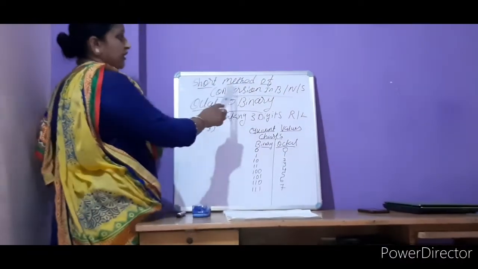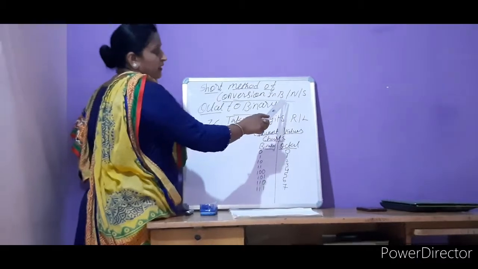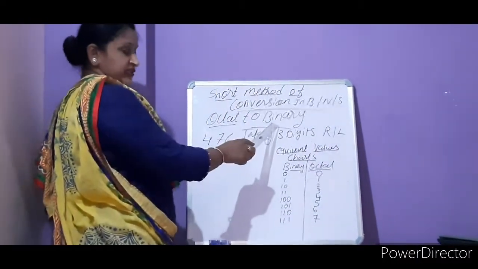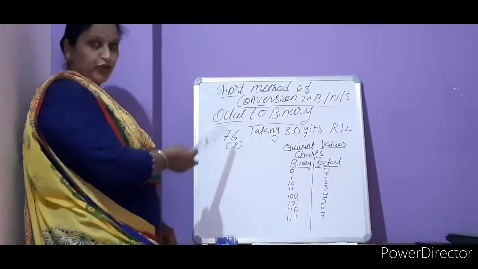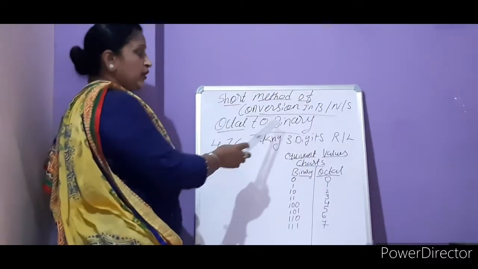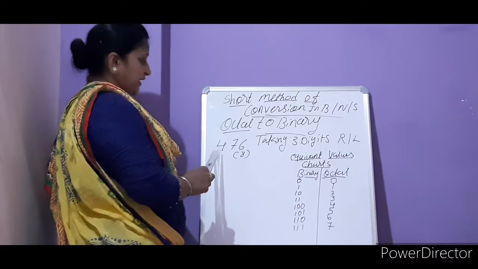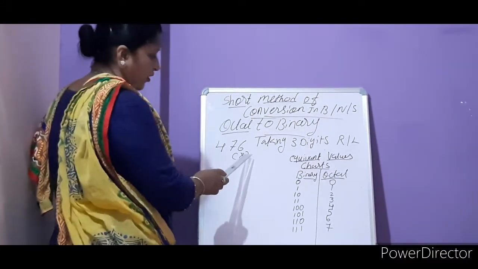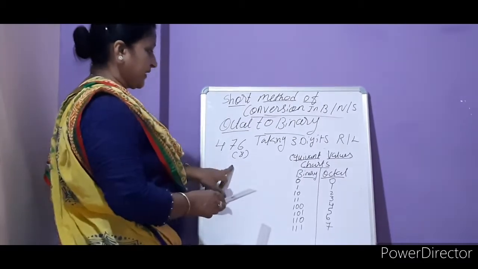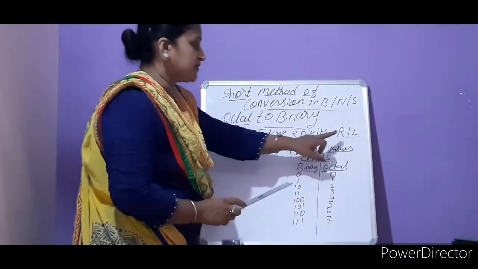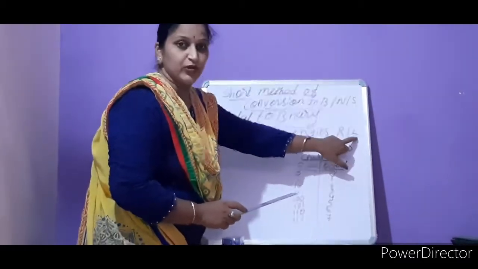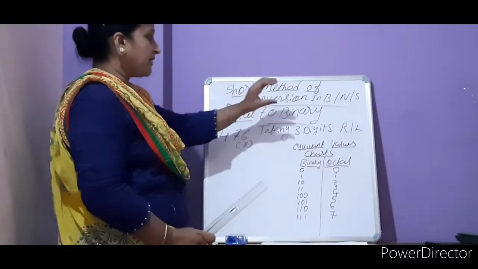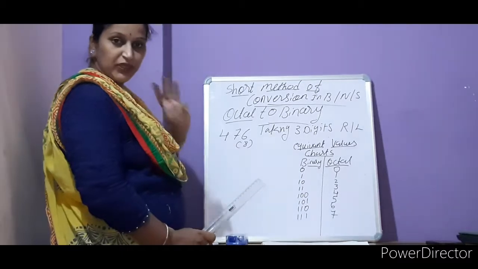Now here is the shortcut method of conversion in the binary number system: octal to binary. Just now we have done binary to octal, so now we are doing octal to binary. We have taken the example 4 7 6, and down we have kept the octal base in brackets. Now taking 3 digits from right to left. In octal to binary and binary to octal we have to take only 3 digits.